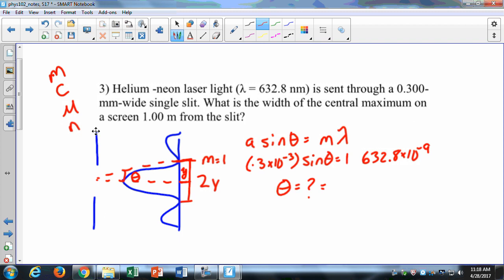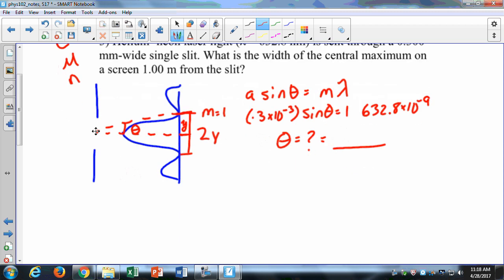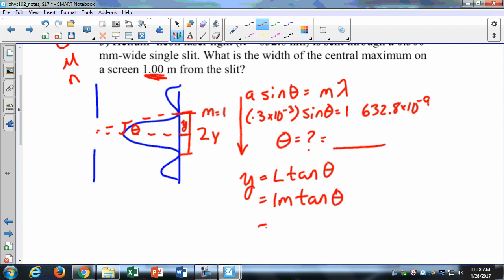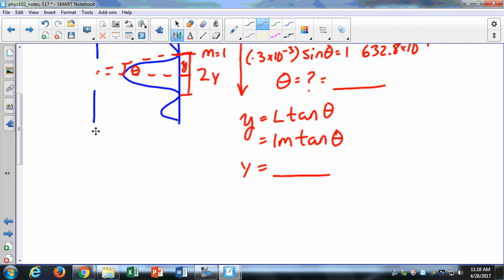Okay, well, I'm going to skip that right now just for the sake of time and do it algebraically, with just the variables. So once I find theta, I want to find y. And y is equal to L tan theta. L is the distance to the screen, that's 1 meter, times the tangent of the angle theta. That's going to give me the value for y. And then for this particular problem, I just double it. And so 2y is the answer.